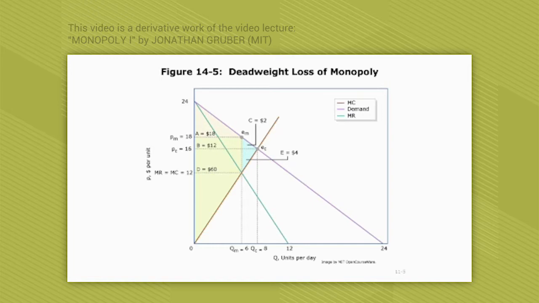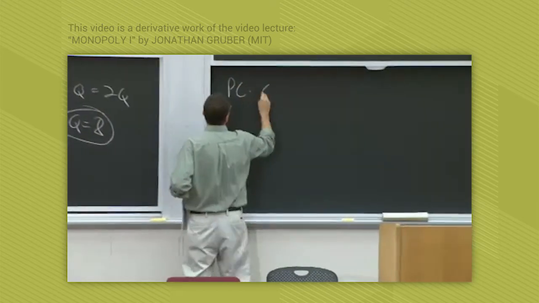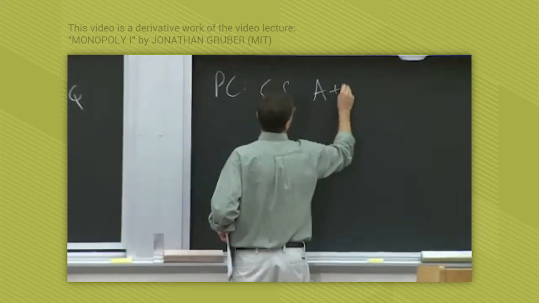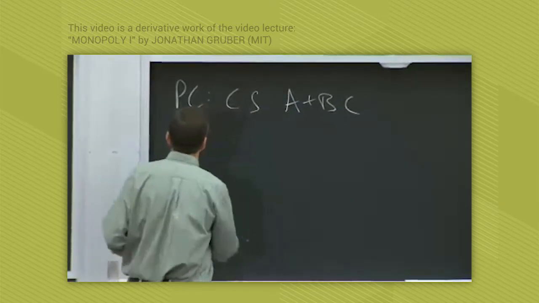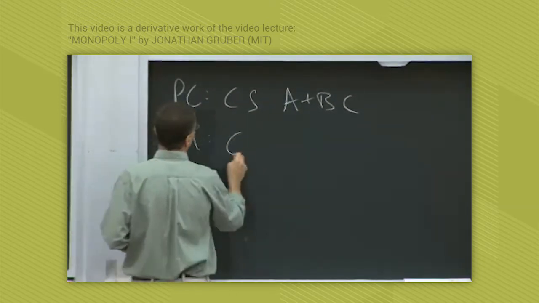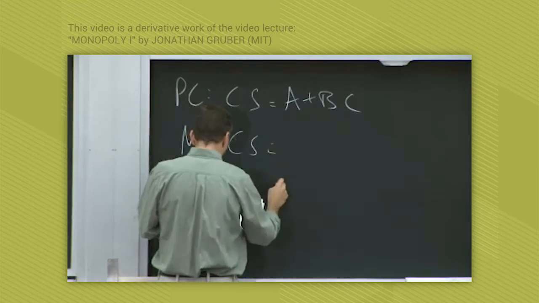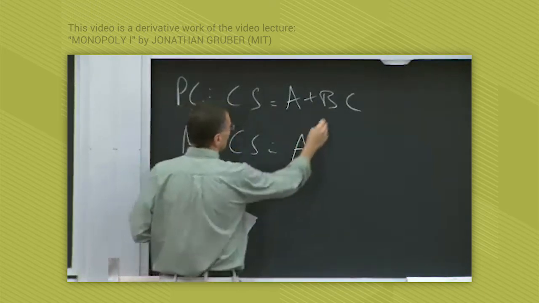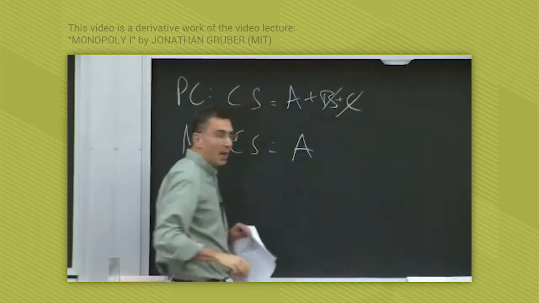What happens is consumer surplus falls from A plus B plus C. Okay? So with perfect competition, consumer surplus is A plus B plus C. Okay? With a monopoly, consumer surplus falls to the area A. So you lose B plus C with monopoly.